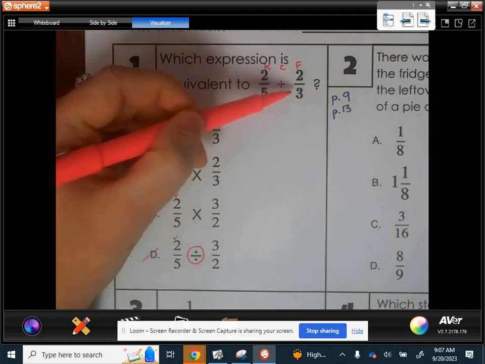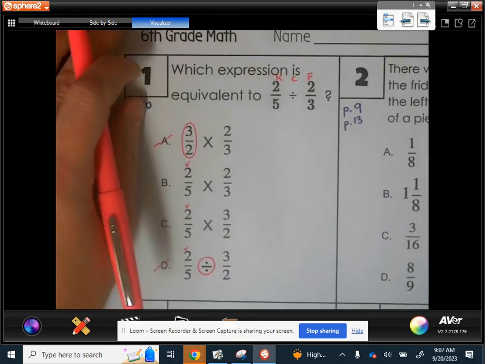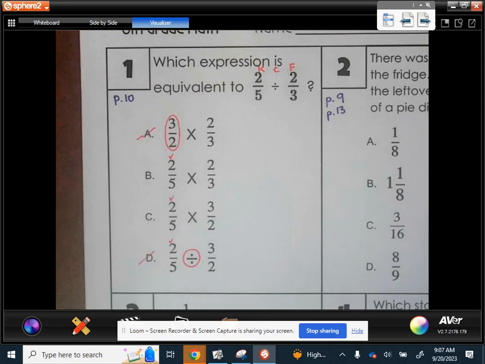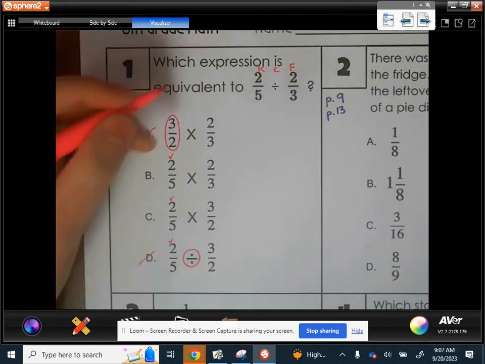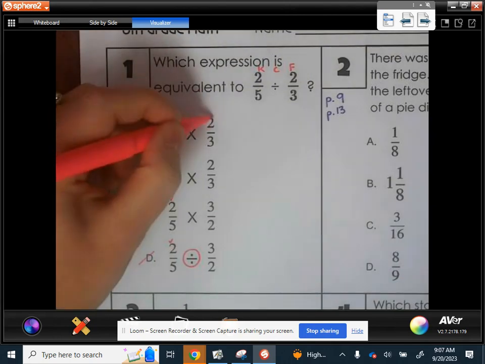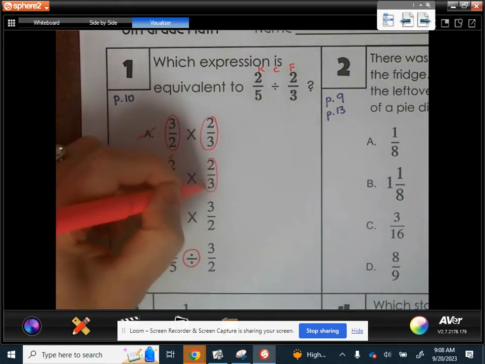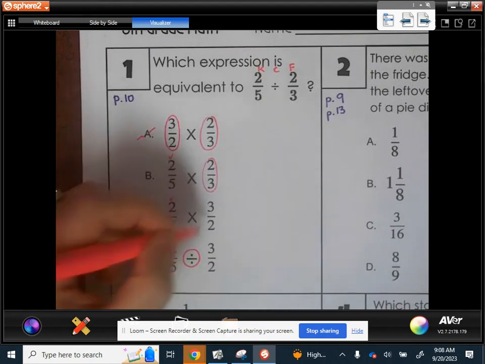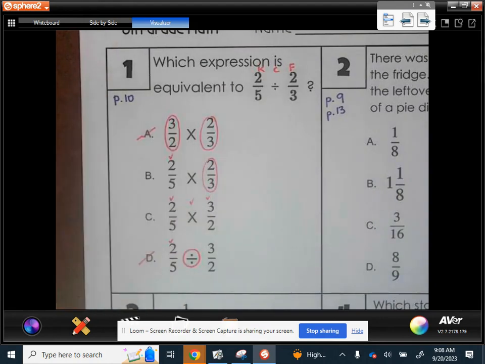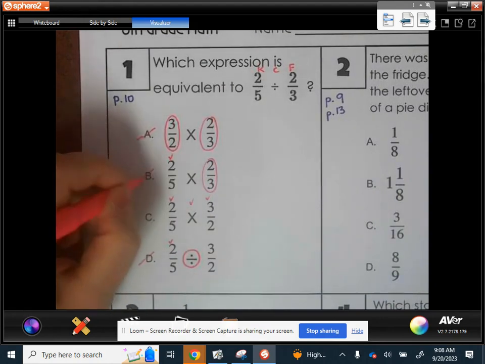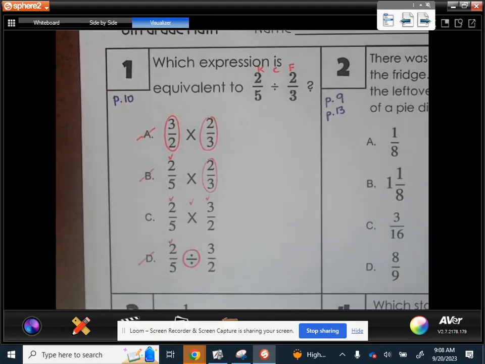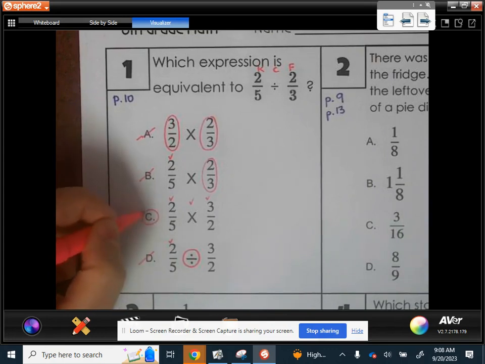And then flip means we're flipping that fraction to its reciprocal. And remember that that just means that the numerator becomes the denominator and the denominator becomes the numerator. So we already know this isn't our answer, but if we weren't sure, we know now because they didn't flip the fraction to its reciprocal. This one also did not flip the fraction to its reciprocal. But this one right here did all three things correctly. It kept the first fraction, it changed to multiplication, and it flipped the second fraction to its reciprocal. So C would be our answer.